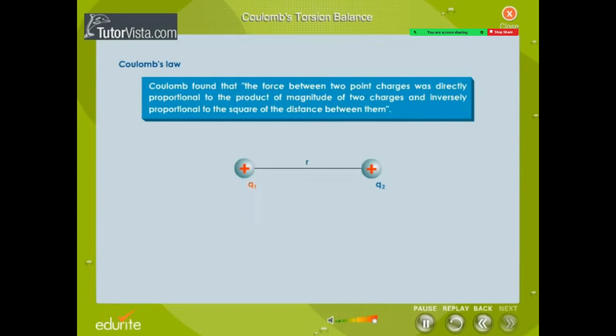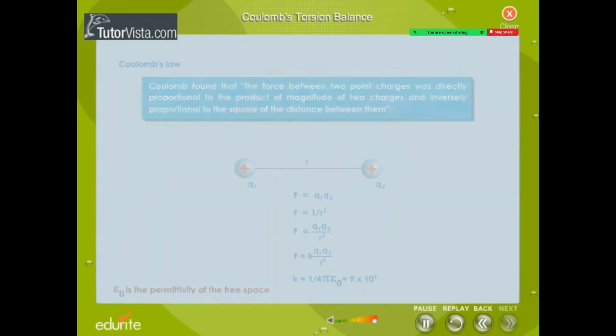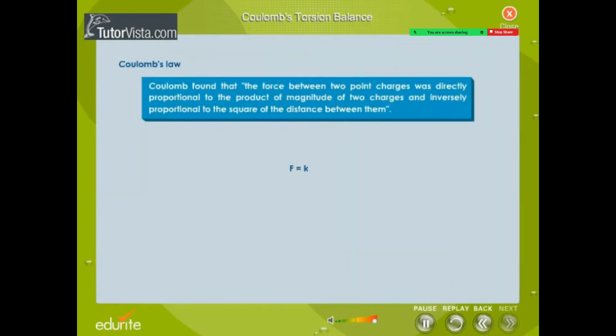Mathematically, if two bodies carrying charges q1 and q2 are separated by a distance r, then the force is given by F is directly proportional to q1 q2. F is directly proportional to 1 by r square. F is directly proportional to q1 q2 by r square. F is equal to k into q1 q2 by r square. K is the proportionality constant called the electrostatic force constant. The value of K is equal to 1 by 4 pi epsilon naught, that is equal to 9 into 10 to the power 9. The relation F is equal to K into q1 q2 by r square is known as Coulomb's law.